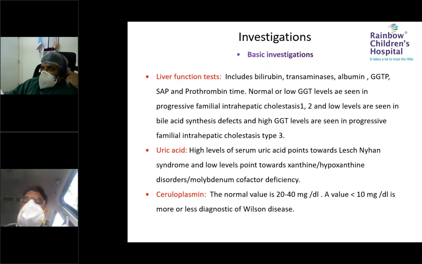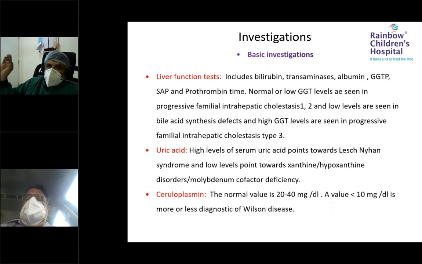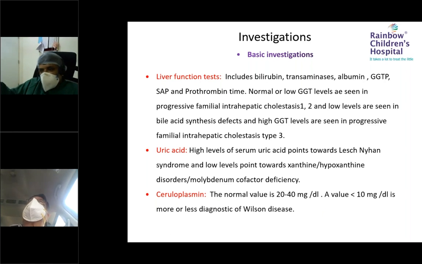Usually, the molybdenum cofactor deficiency presents in the newborn period. They will be presenting with difficult to control seizures. The ceruloplasmin, again, the normal value of serum ceruloplasmin is 20 to 40 milligram per deciliter. A value less than 10 points towards more or less the diagnosis of Wilson disease.